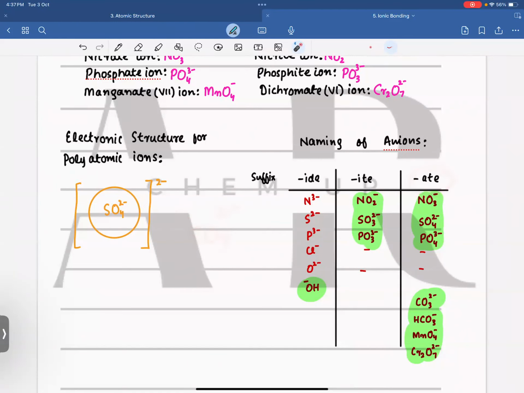Is this understandable? In the same way, nitrogen with a 3 minus charge is nitride. NO2 with a -1 charge is nitrite. NO3 with a -1 charge is nitrate. The ones which I highlighted with green are the polyatomic ones, so you have to remember these. Is this clear?